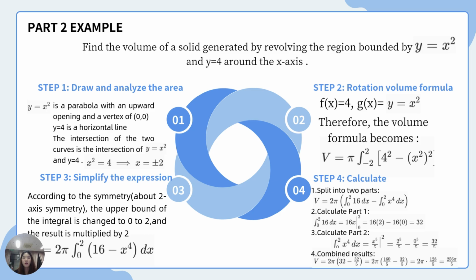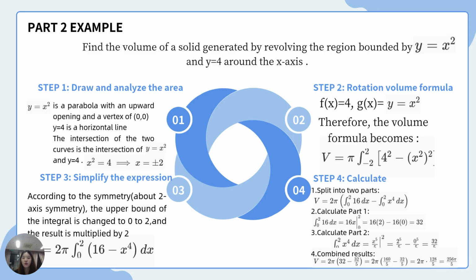Part 2 example. Find the volume of a solid generated by revolving the region bounded by y equal to x squared and y equal to 4 around the x-axis. Step 1: Draw and analyze the area. y equal to x squared is a parabola opening upward with a vertex at (0,0). y equal to 4 is a horizontal line. The intersection of the two curves gives x equal to 2 and x equal to minus 2.